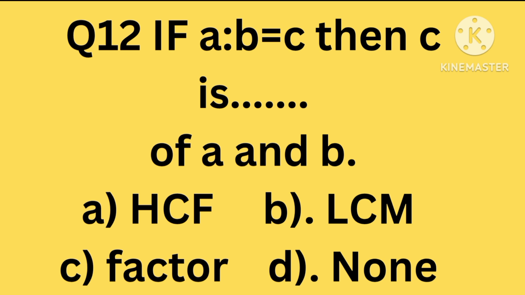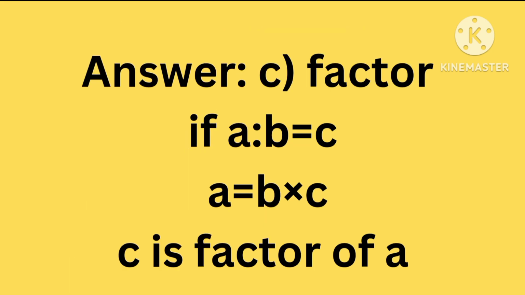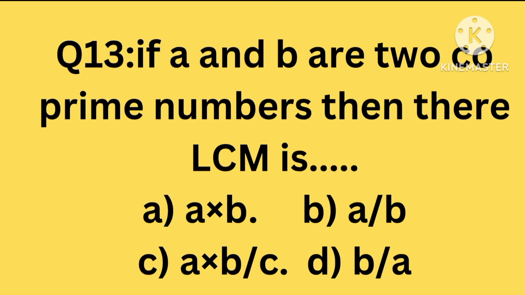Question number 12. If A ratio B is equal to C, then C is dash of A and B? C, A और B का क्या है? HCF, LCM, factor, none. If A ratio B is equal to C, then A is equal to B multiplied by C, which means that C is factor of A. Similarly, B is also factor of A.